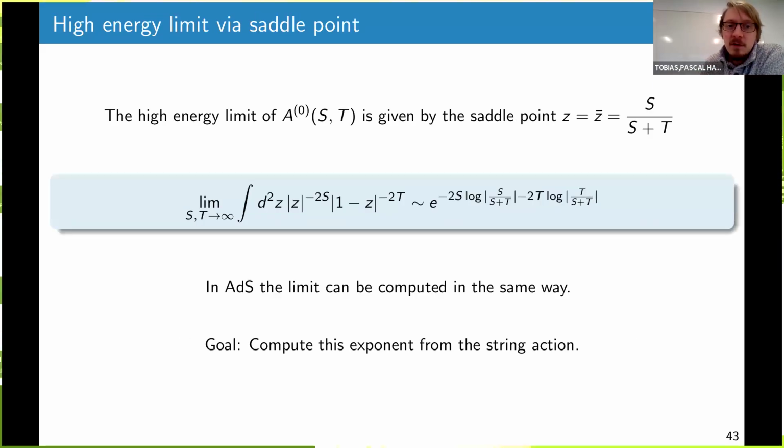First of all, if we already have the worldsheet integral, it's easy to compute the high energy limit. It's just evaluating the integral at the saddle point at z equals s over s plus t. And in flat space we get this exponential behavior. In AdS, the saddle point is at the same location. We would like to compute this exponent for AdS from a string action.